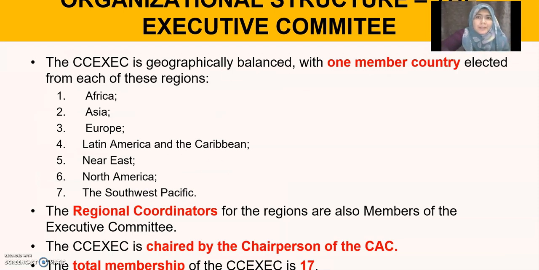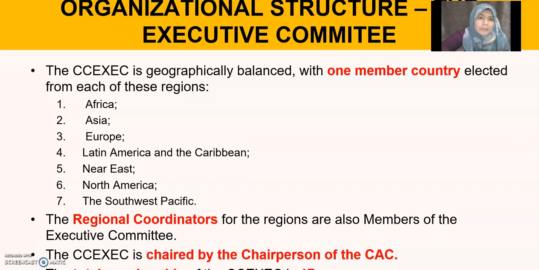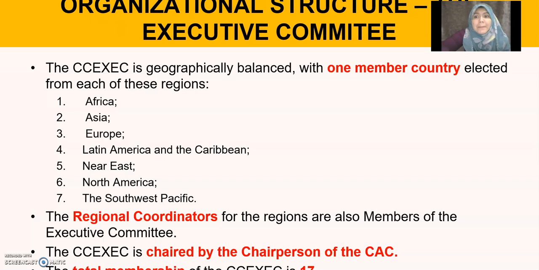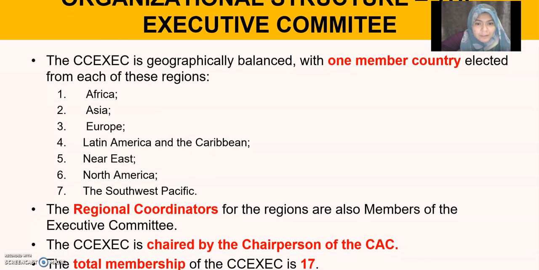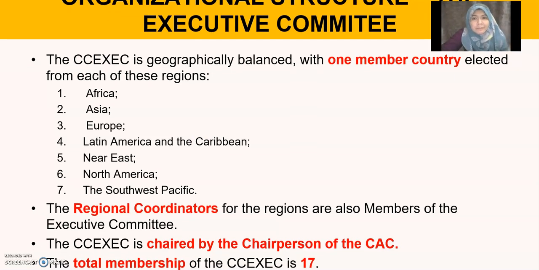So who are the members of this executive committee? The executive committee, the CCEXEC, is geographically balanced, with one member country elected from each region. It means there is a representative from Africa, from Asia, from Europe, from Latin America, from the Near East, and from the Southwest Pacific. Under this, there is what we call a regional coordinator for the regions, who is also a member of the executive committee. This executive committee is chaired by the chairperson of the CAC. And the total membership of the executive committee is 70. So you have the commission, which is the decision maker, and after that, the executive committee.